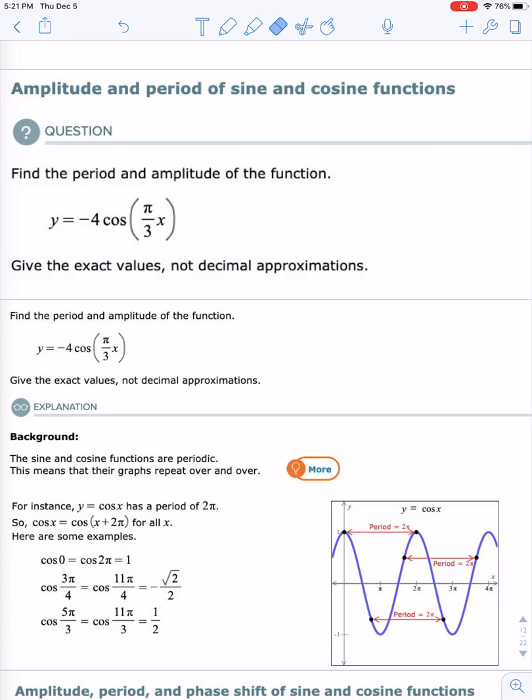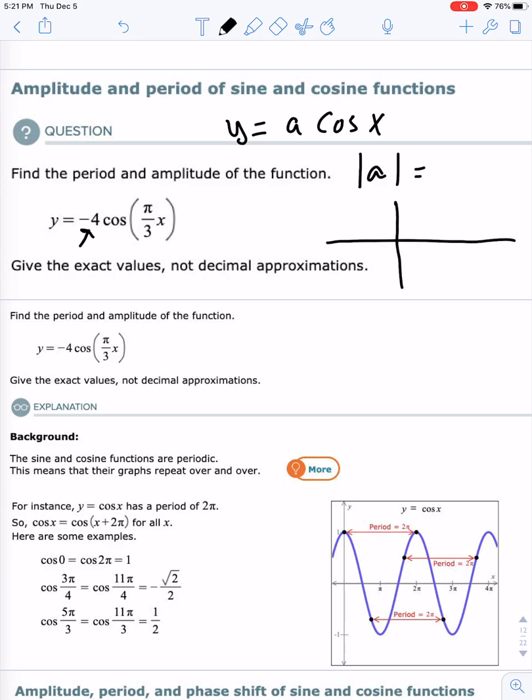All right, so for this next section, we're looking at amplitude and period of sine and cosine functions. The value in front of, or the lead coefficient of your cosine function, determines your amplitude. So the absolute value of a cosine x, the absolute value of this a, is equal to your amplitude. The amplitude, again, is just referring to the distance from your graph's center line.